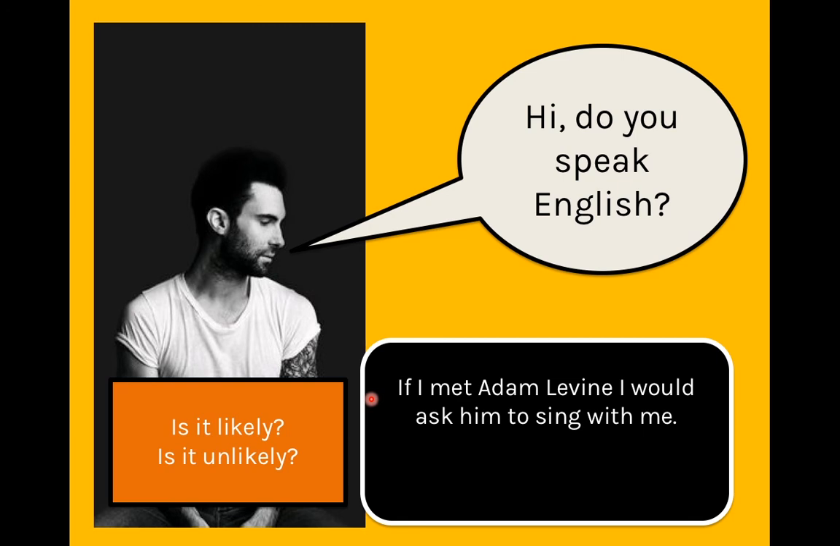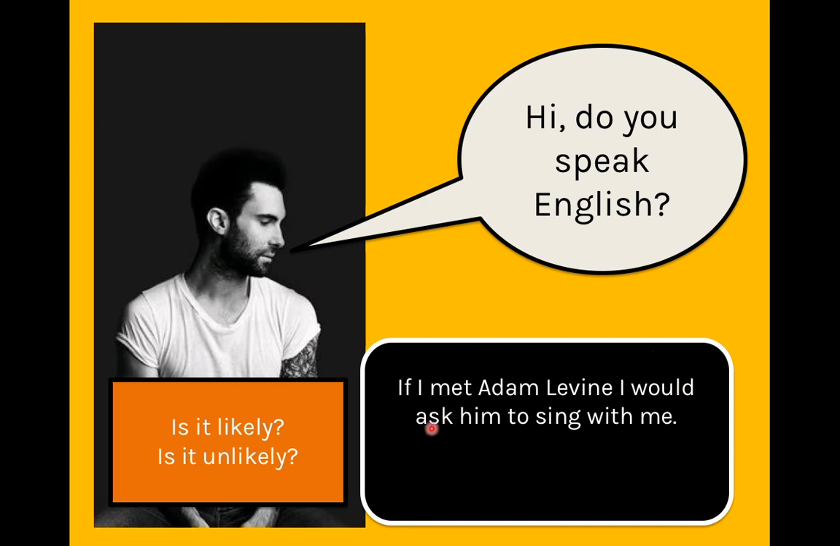But if I met him, I would say, "Adam, please sing with me." And maybe he'd say yes, maybe he'd say no. I know that he is a very generous person, so probably he would do it. But if I met Adam Levine, I would ask him to sing with me. Remember, the condition, because it's an unlikely condition, we use past simple. And the result, we use would and the infinitive of the verb.